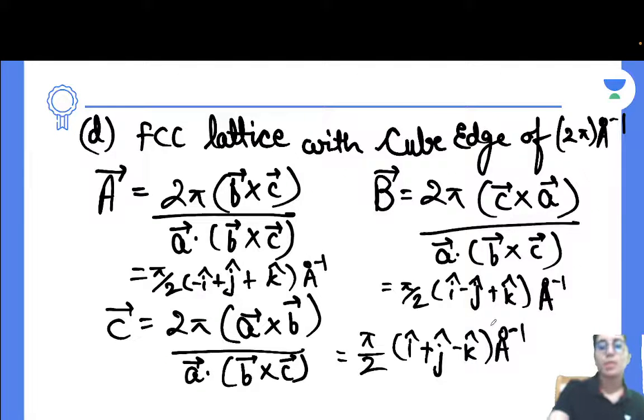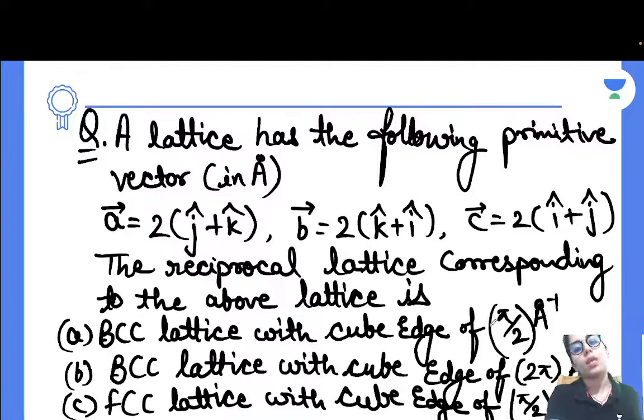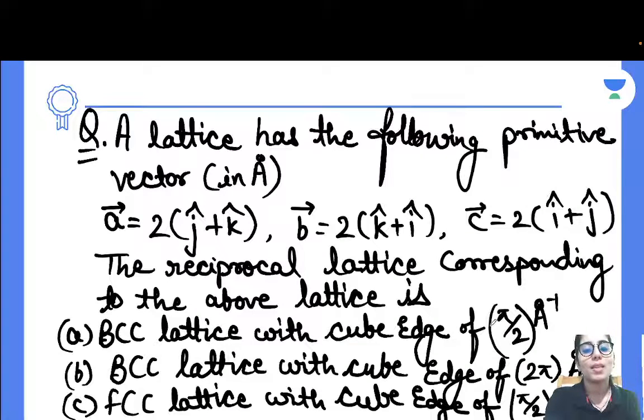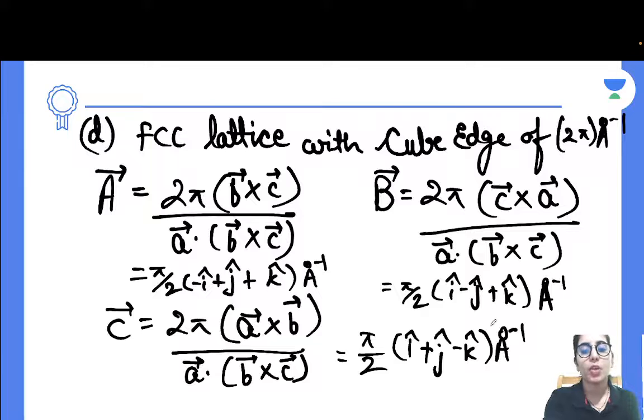Okay, so you are getting BCC with what? With the FCC. So when an FCC lattice is given, its reciprocal lattice is BCC. That's how you can find it. So your option A is the correct one, which is saying BCC lattice with cube edge of pi by 2 angstrom inverse. Okay, that's how you can find it.